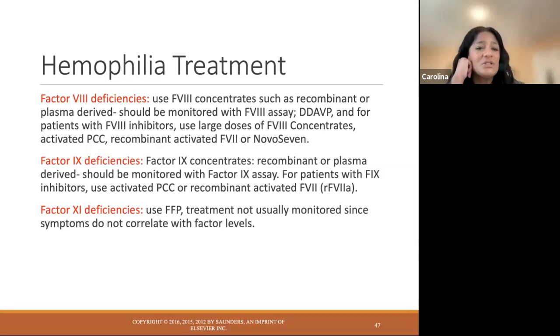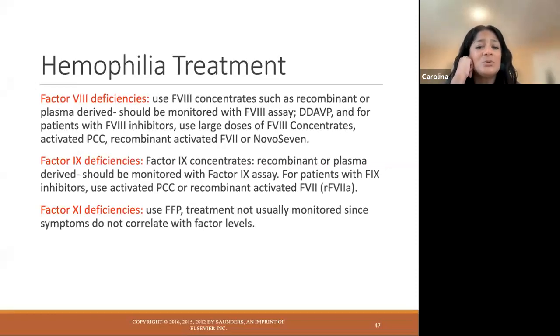For factor 9 deficiencies, you can use factor 9 concentrates, recombinant or plasma-derived. You can monitor that with a factor 9 assay. For patients that have factor 9 inhibitors, we can use PCC or recombinant activated factor 7. And so recombinant activated factor 7 will pretty much try to coagulate, bypassing the need for factor 8 and factor 9. In factor 11 deficiencies, you can use fresh frozen plasma, also known as FP24.